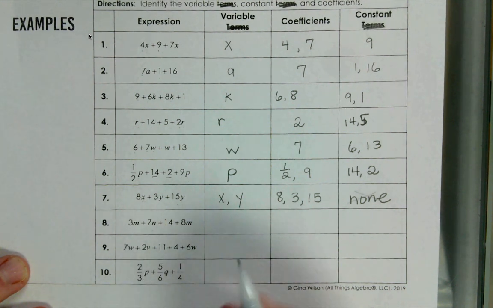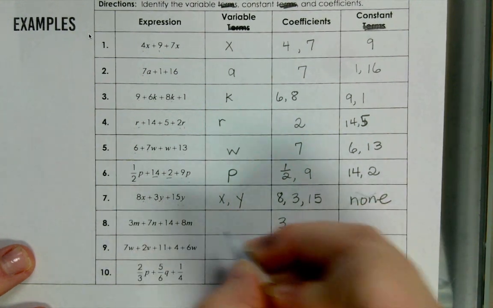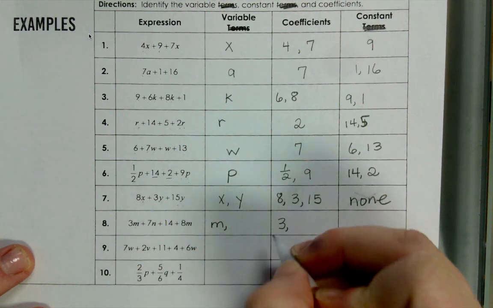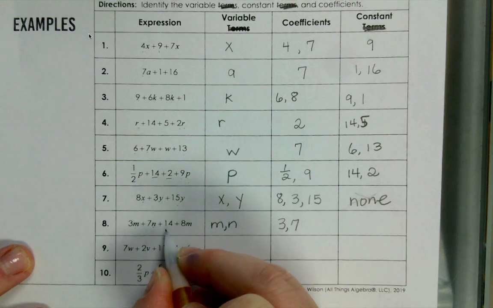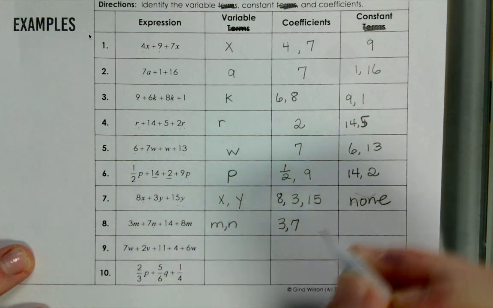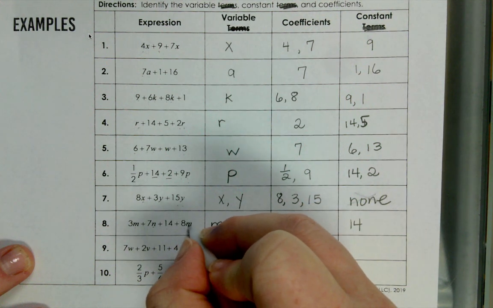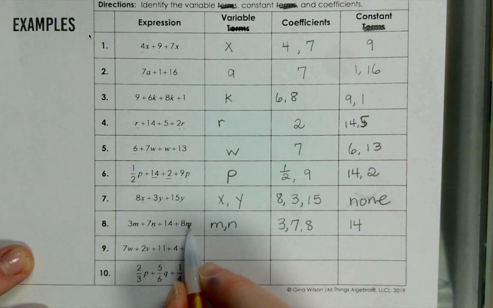Now I have 3m plus 7n plus 14 plus 8m. 3m, well, that's a coefficient. 3. M is a variable. 7 is a coefficient. N is a variable. 14 all alone is a constant. 8 in front of my m is a coefficient, and I already have the letter m as a variable.